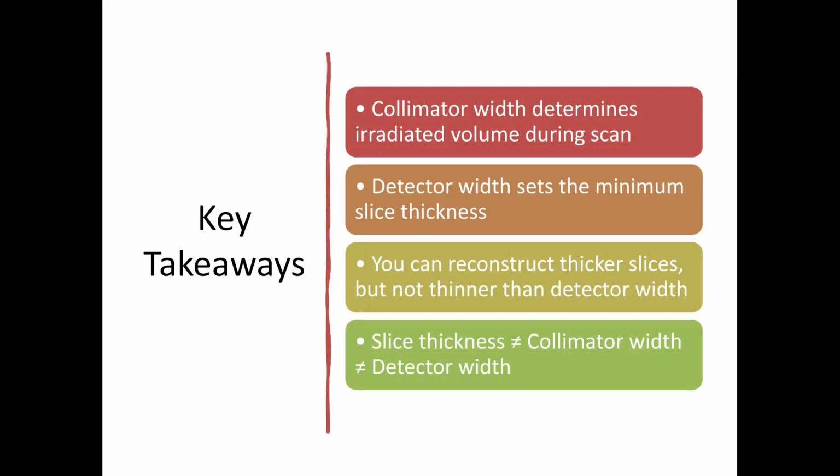Let's recap. Collimator width defines how much tissue is scanned per rotation. Detector width determines the minimum slice thickness. Thicker slices can be reconstructed by grouping adjacent detector rows. Thinner slices than the detector width are not possible. And finally, slice thickness, detector width, and collimator width are not the same.